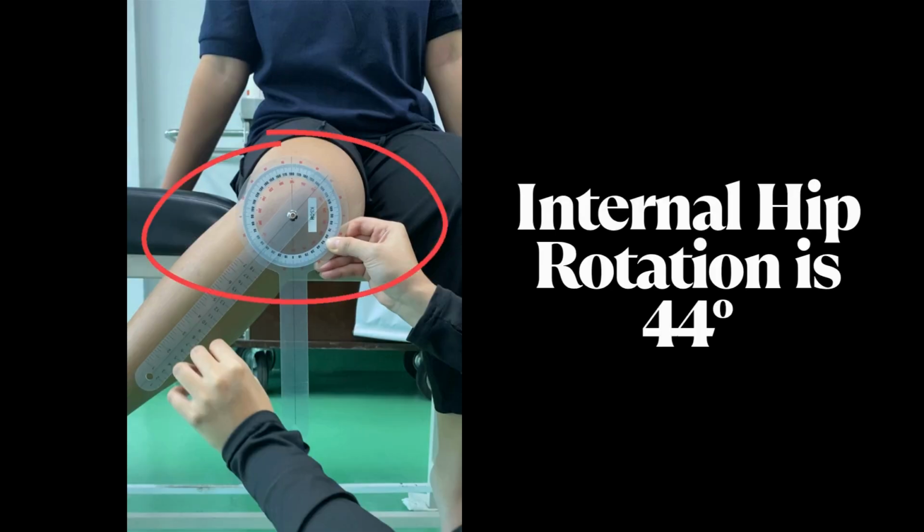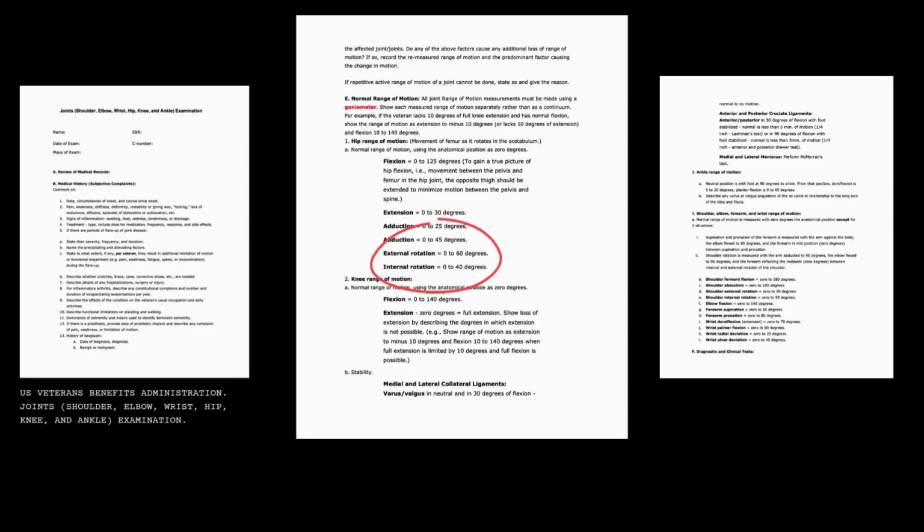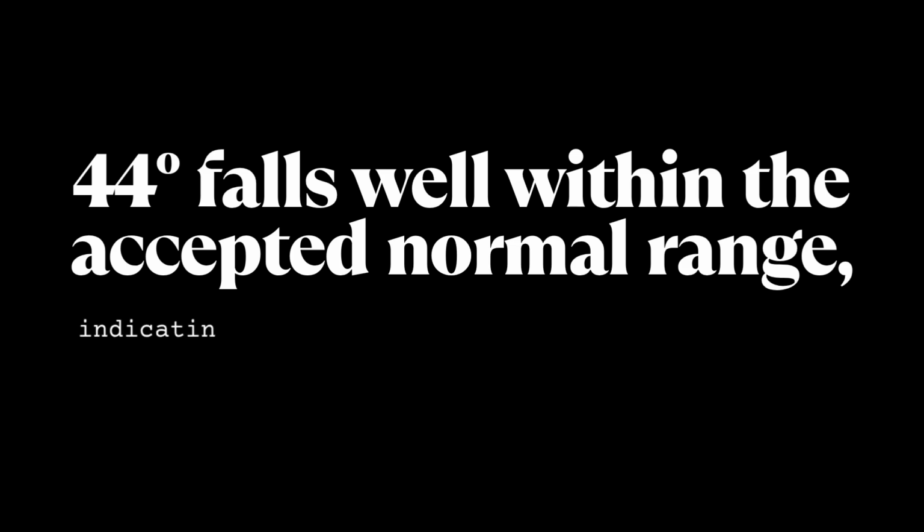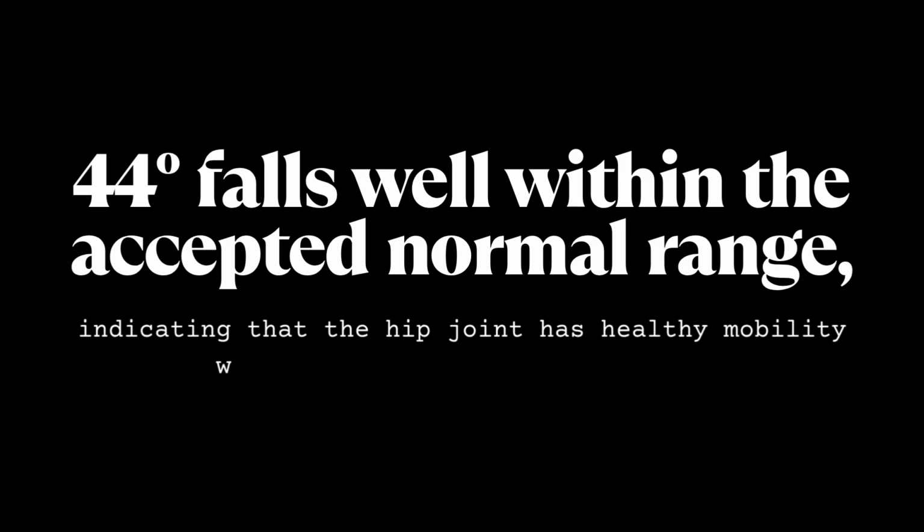The measurement of the internal hip rotation is 44 degrees. According to clinical guidelines from the U.S. Veterans Benefits Administration's Joint Examination Criteria, the Family Practice Notebook, and the range of motion chart from Physiopedia, hip internal rotation is considered normal within a range of approximately 30 to 45 degrees. With a measured result of 44 degrees, this falls well within the accepted normal range, indicating that the hip joint has healthy mobility without significant restriction.